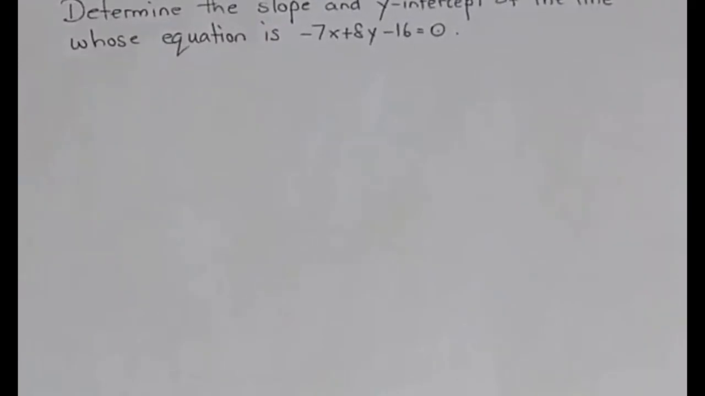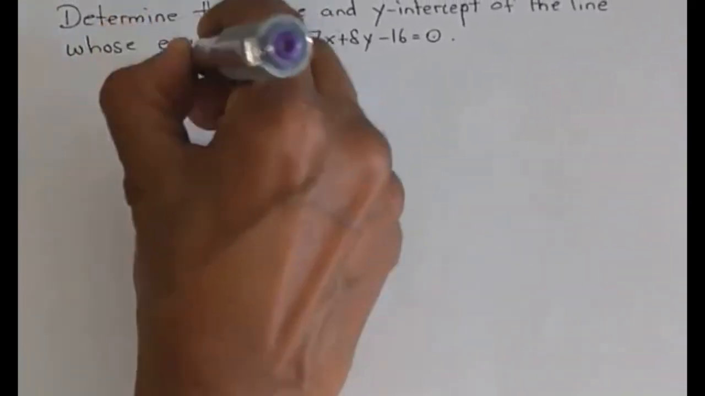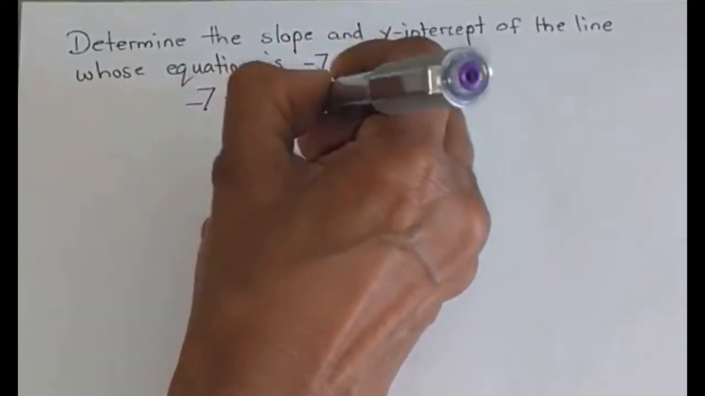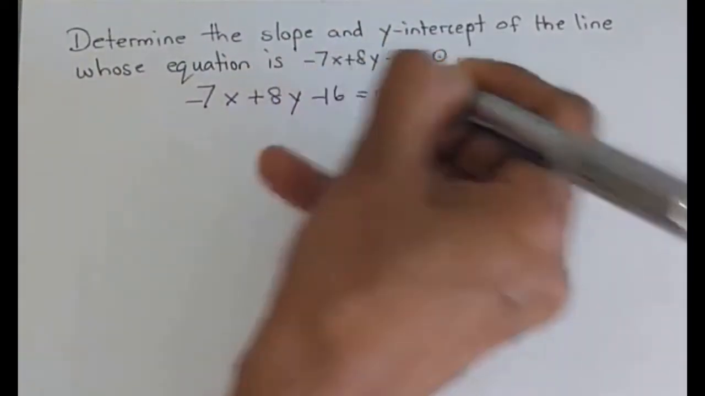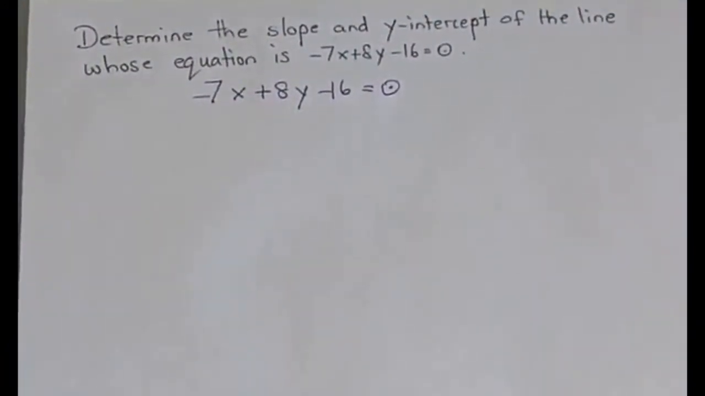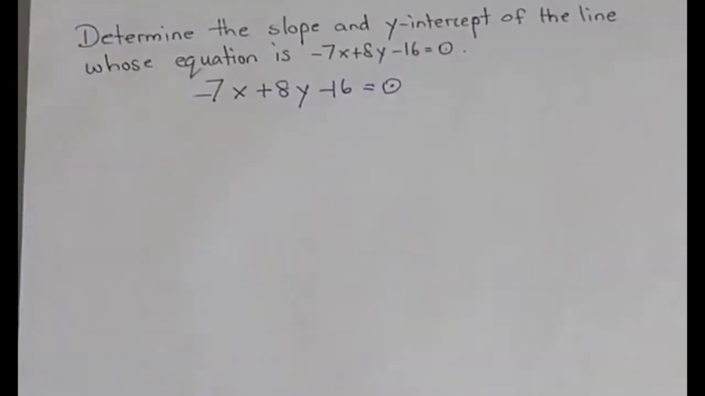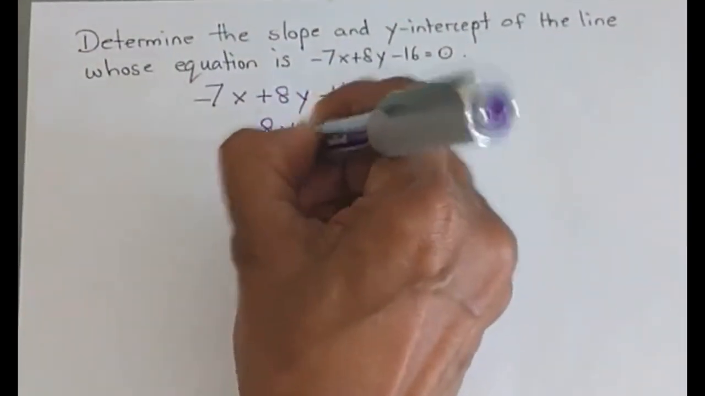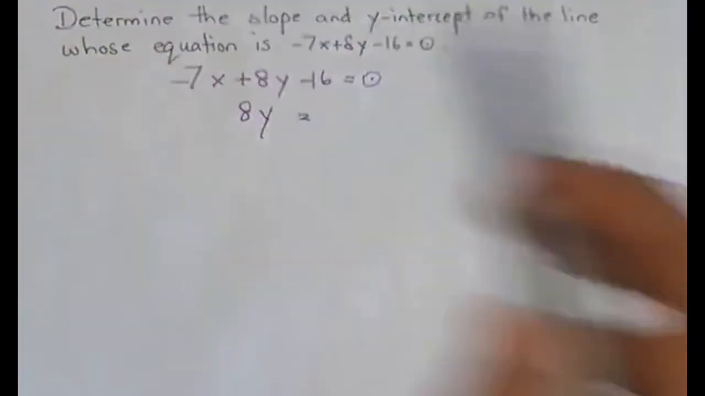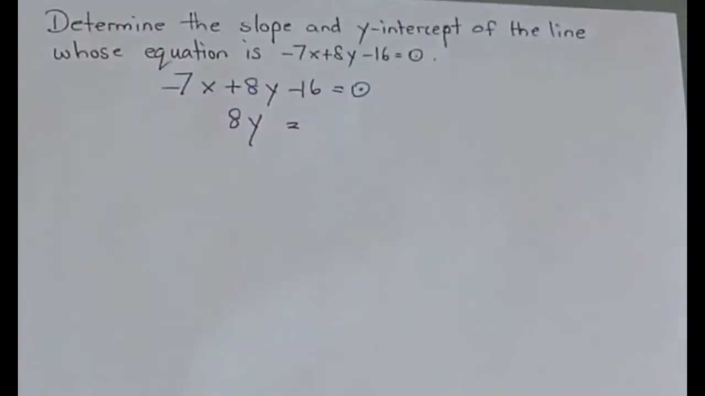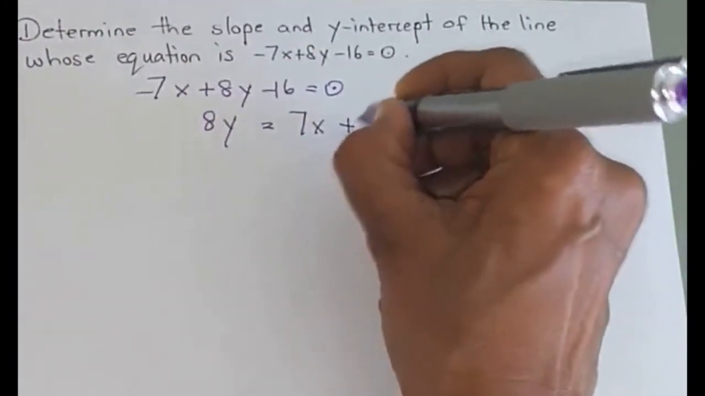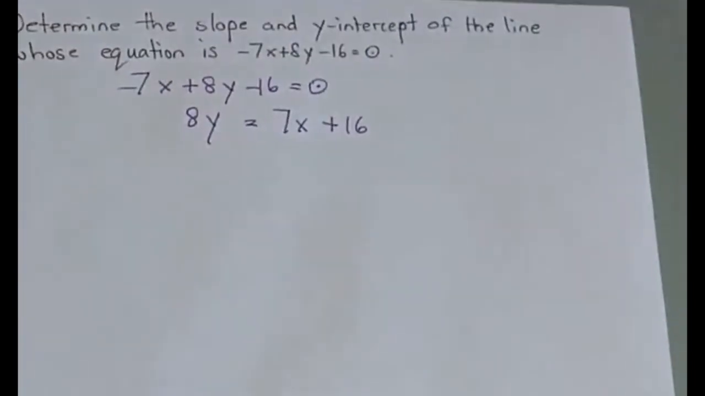So let's see what we have to do. Let's write the equation again: negative 7x plus 8y minus 16 equals 0. Now the only thing that we have to do is isolate y so that we can write that in slope-intercept form. So except for the y term, I'm going to be moving all the terms to the right side of the equation, which is going to be, so 8y, negative 7x, when I move it to the other side of the equation, it's going to be positive 7x, and negative 16 is going to become positive 16.